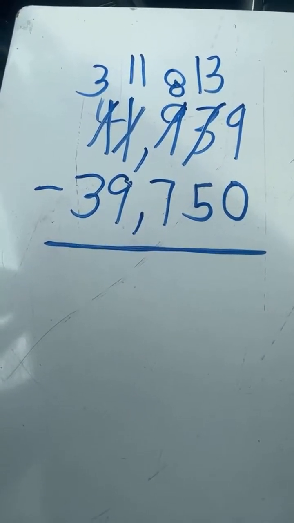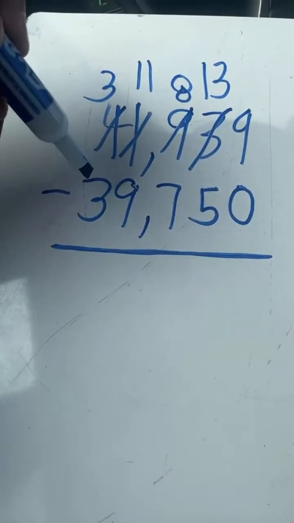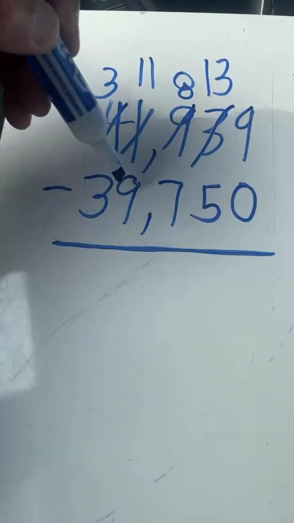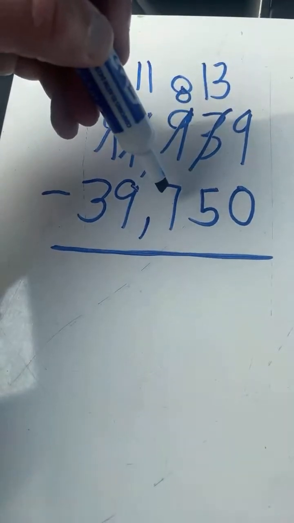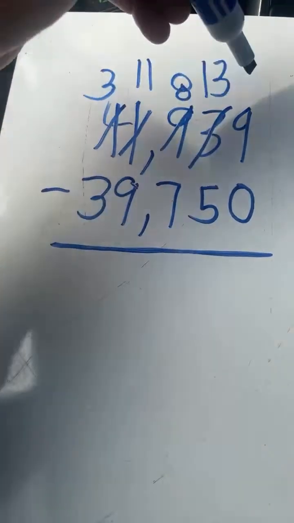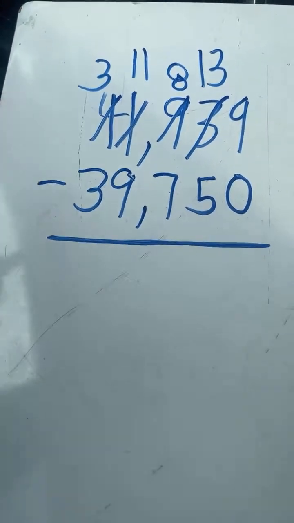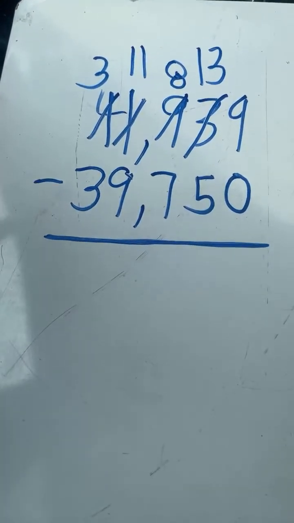Looks like we're ready. I'm double checking everything. 3 and 3 digits are equal, so we can subtract there. 11 is bigger than 9. We can subtract there. 8 is greater than 7. 13 is bigger than 5. 9 is bigger than 0. So all the top digits are either greater than or equal to the bottom digits. So we are ready to subtract.